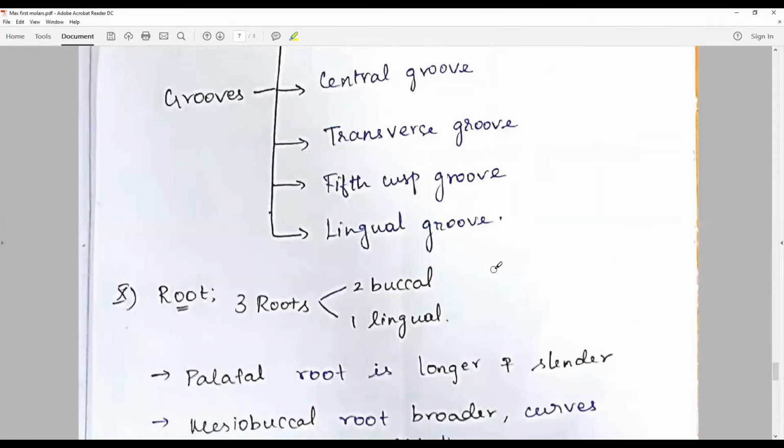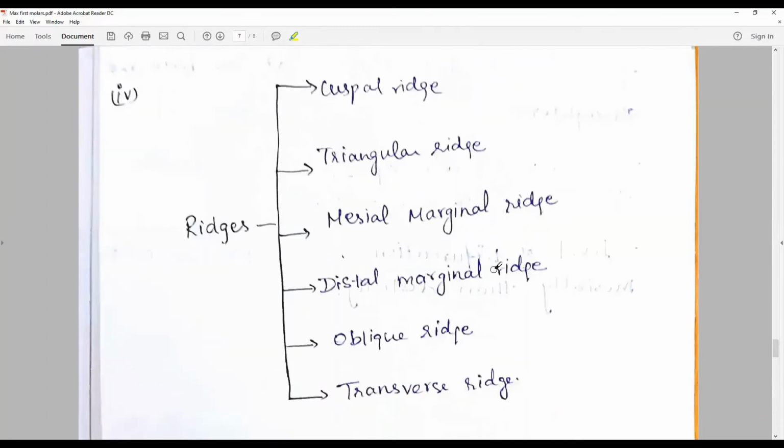Then we have the fossae: central fossa, distal fossa, mesial triangular fossa, and distal triangular fossa. The pits are the central pit, mesial pit, and distal pit. Then we have the grooves: buccal groove, central groove, mesiobuccal triangular groove, mesiolingual triangular groove, mesial marginal triangular groove, and distolingual groove. So all the grooves you have to clearly mention.